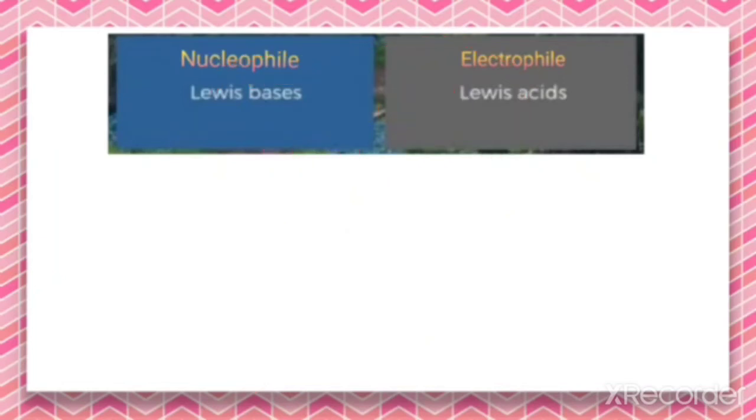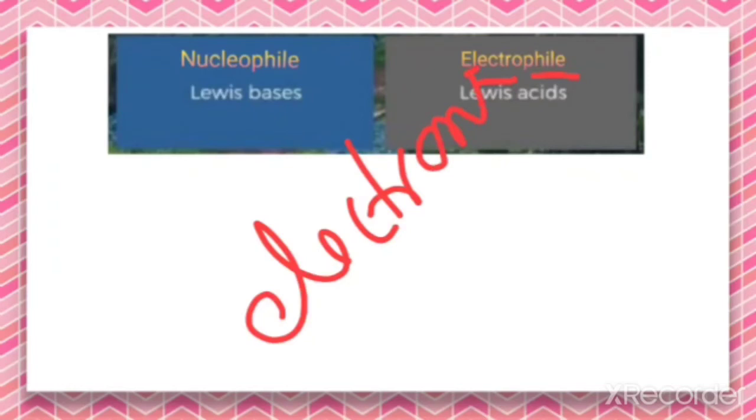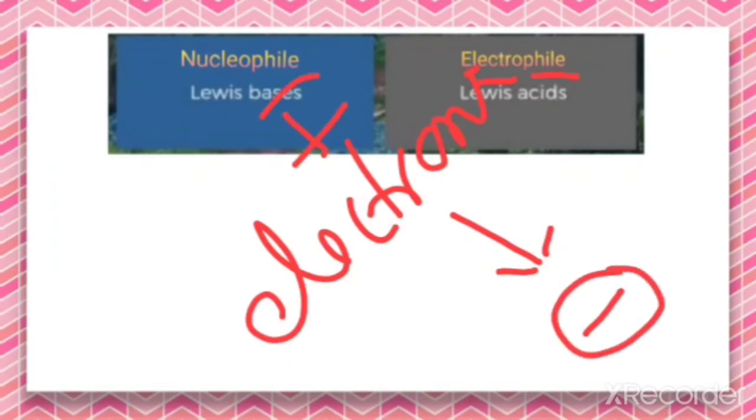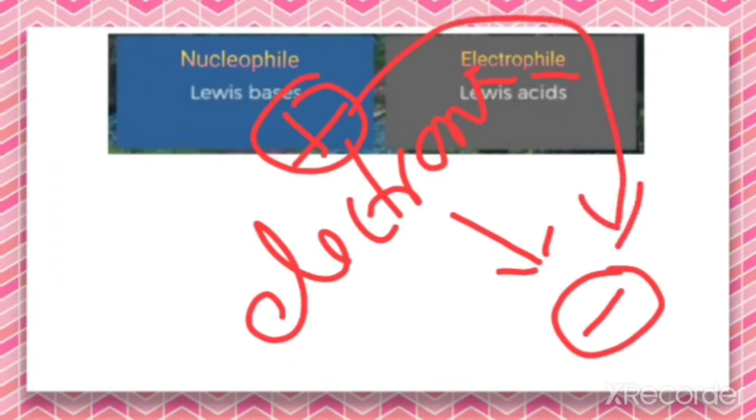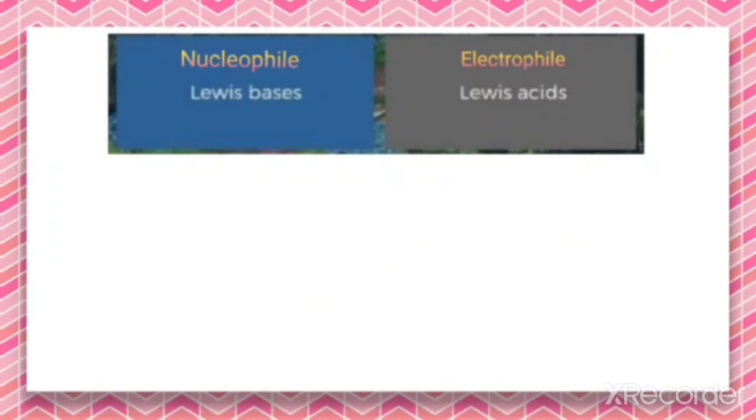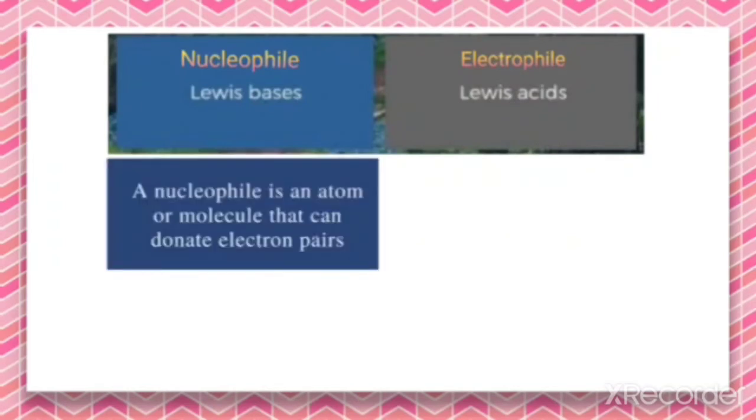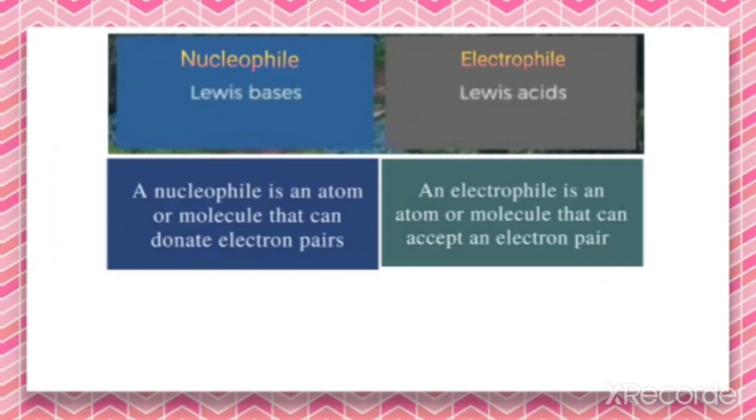And electrophile, again "phile" means loving. Electrophile means electron loving. Electron loving means they are loving to negative charges. So they must be positively charged, or electron deficient. That's why they love the negative charges. That is electrophile, electron loving. So we can say that a nucleophile is an atom or a molecule that can donate an electron pair. An electrophile is an atom or molecule that can accept an electron pair. That is nothing but the definition of Lewis bases and Lewis acids respectively.